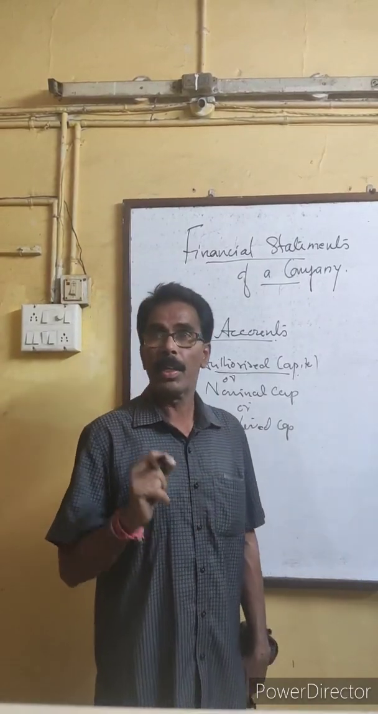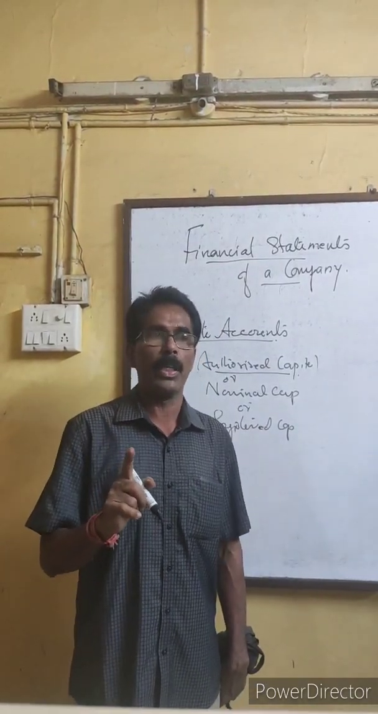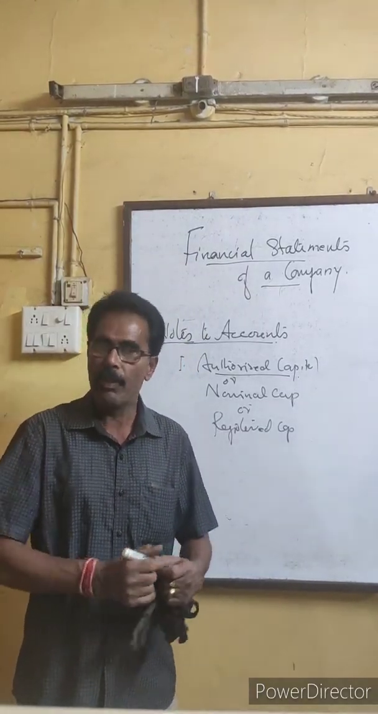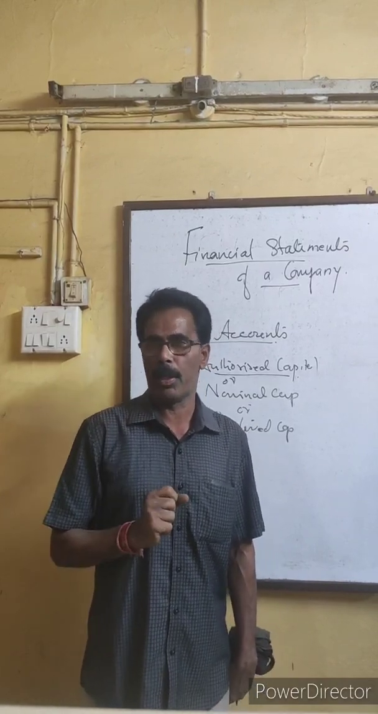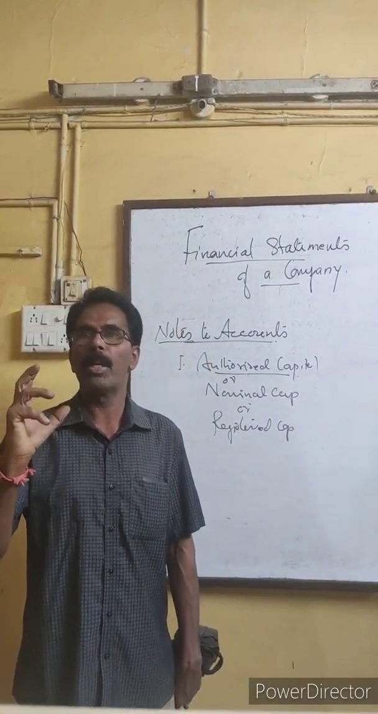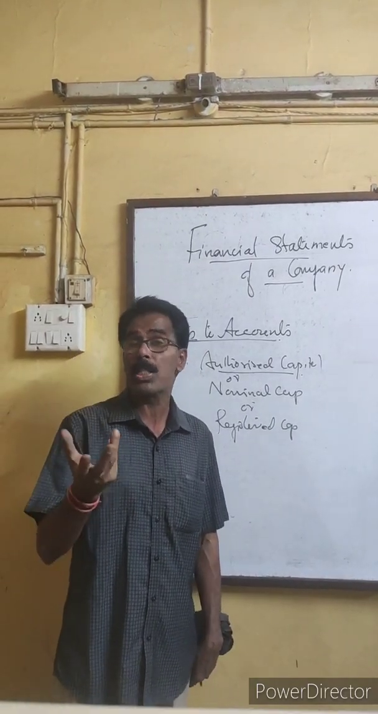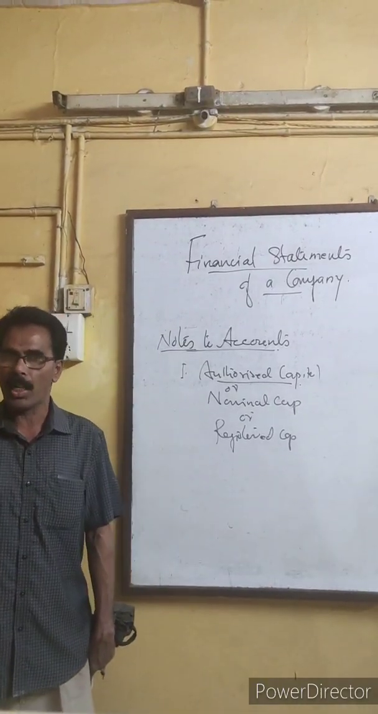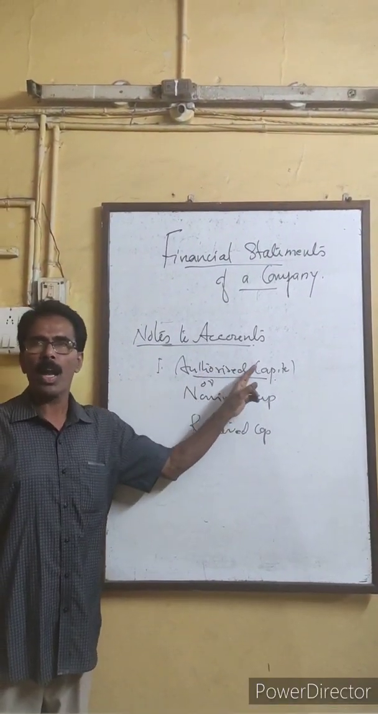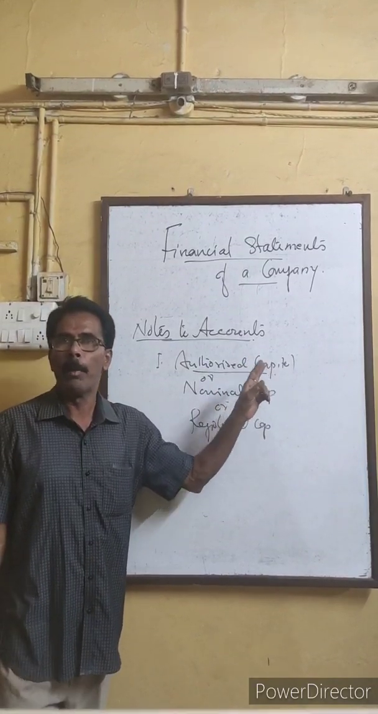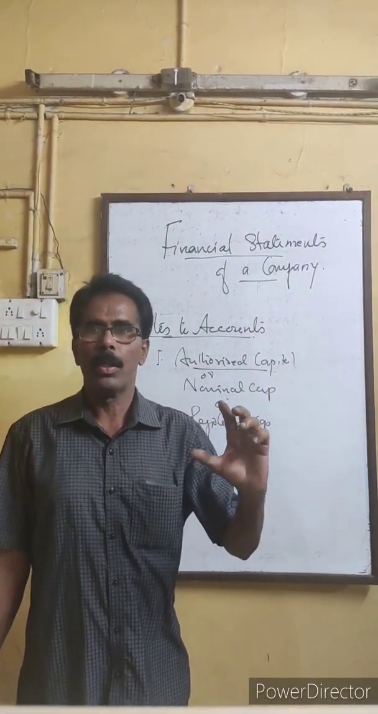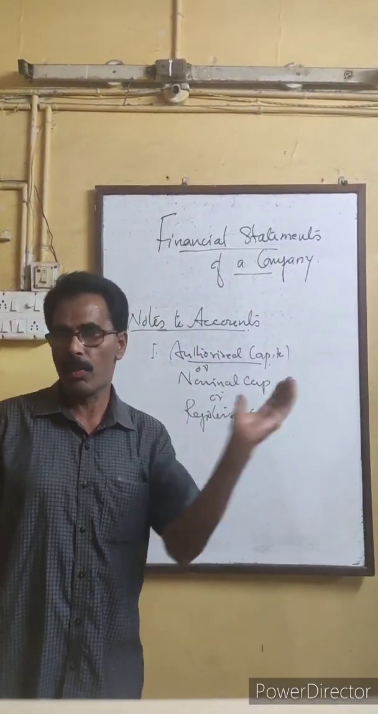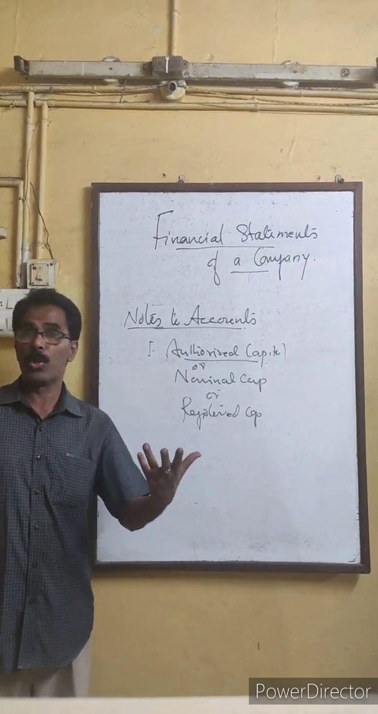Authorized capital means the capital that can be collected by a company in its lifetime. That will be decided at the time of registration of the company. In 11th, you might have studied about the registration of a company. For the registration, the promoters have to prepare so many documents. Out of that, one is the memorandum of association, articles of association, etc. The authorized capital is shown in the memorandum of association, and in that memorandum there is a clause called the capital clause. It is divided into so many clauses that you have studied. I am not going to detail about it.